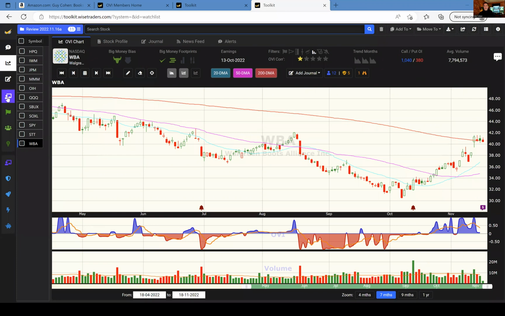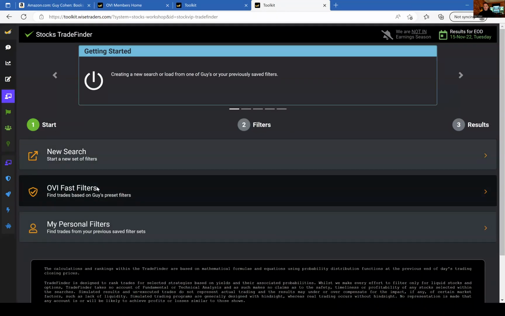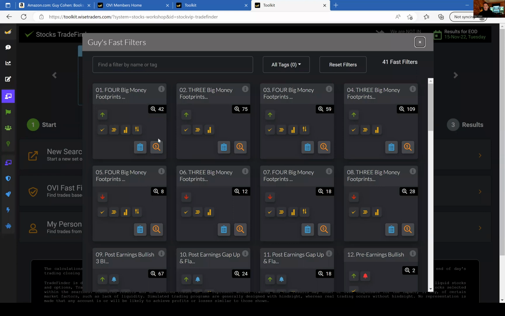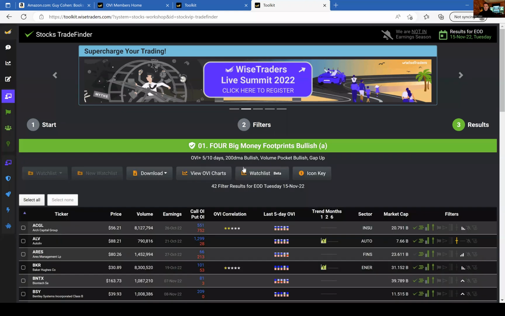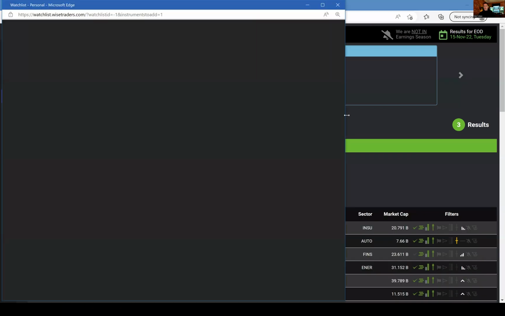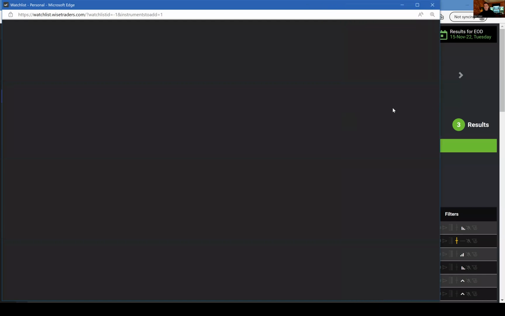All I do is I go into a little piece of software that I have, and literally I just click on a button. I go, okay, find me some big money footprint stocks. So I click on this. This is a magnifying glass. I do that, and then I say, okay, let's look at the charts. And that's all I do. And then I whiz through the charts. I know exactly what I'm looking at because I'm trained to know exactly what I'm looking for here.